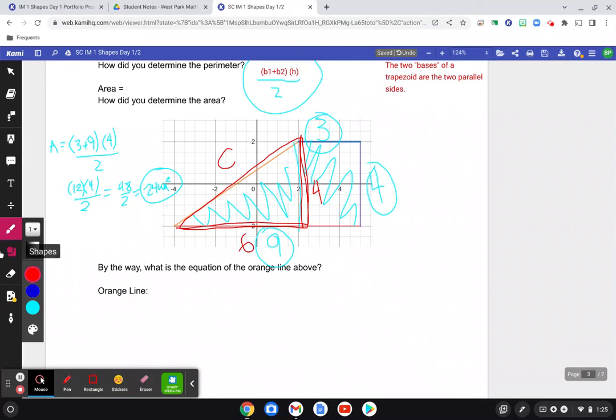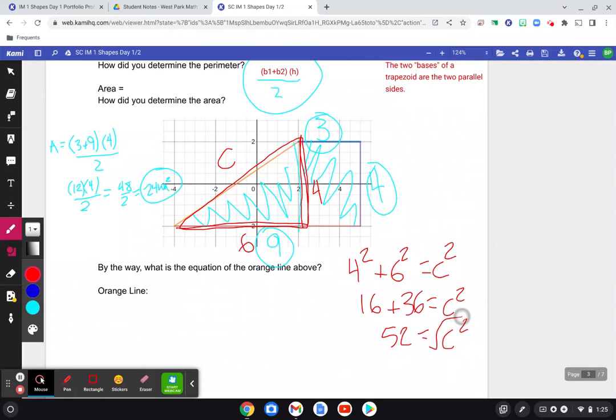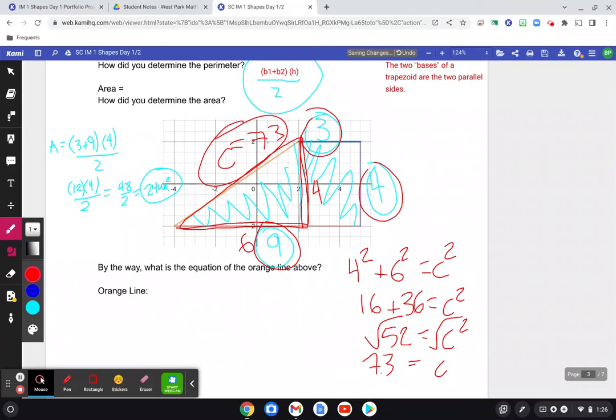If you do Pythagorean theorem here, we're going to do 4 squared plus 6 squared is equal to C squared. You're going to work your way through and solve for C the same way we did up above. That's going to be 52 is equal to C squared. You take the square root of both sides, and that is going to be a decimal, something like 7.3-ish. About 7.3. So we can say C is equal to about 7.3. And to find the perimeter, you're just going to add the 3, the 4, the 9, and the 7.3. And that's going to give you your grand total for the perimeter of this trapezoid.